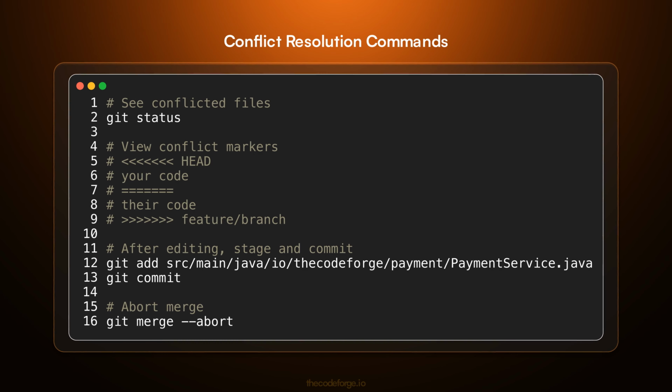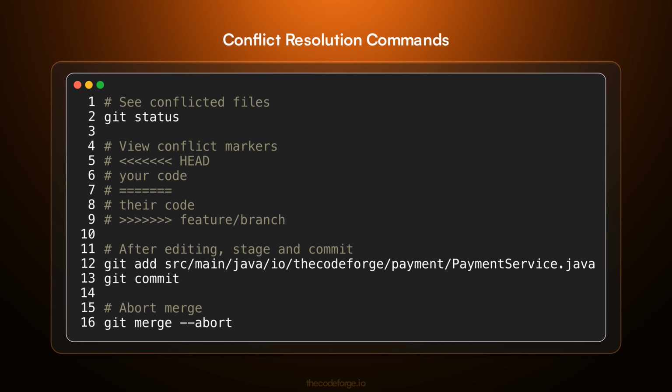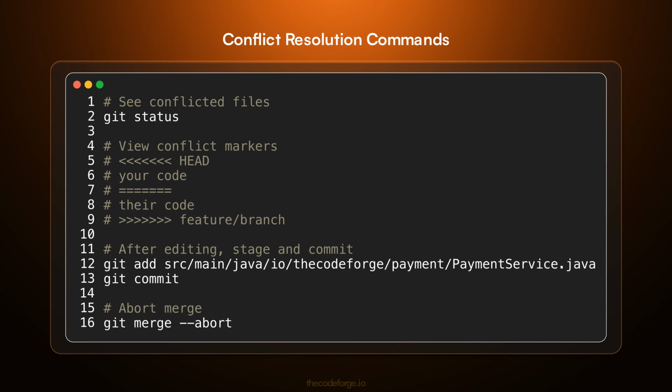When a conflict occurs, use git status to see which files are conflicted. Edit the file to resolve the conflict, then git add and git commit to complete the merge. If conflicts are too complex, git merge --abort cancels the merge and restores the pre-merge state.